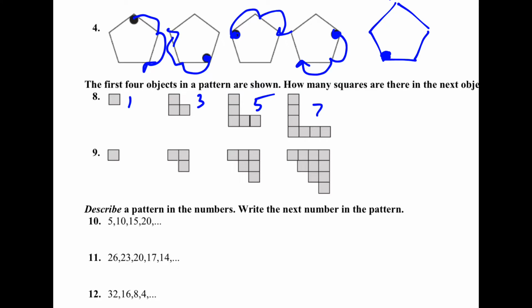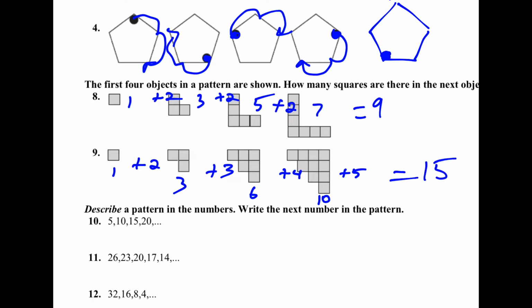So for number 8, if we count the number of objects in the pattern, we have 1 square, 3 squares, 5 squares, 7 squares. I think it's reasonable to assume that there are 9 in the next object. So in the same way that for number 8, we were adding 2 each time, we have to figure out what we're adding for number 9. Plus 2, plus 3, plus 4. So the next one's going to be plus 5, and we'll get 15.